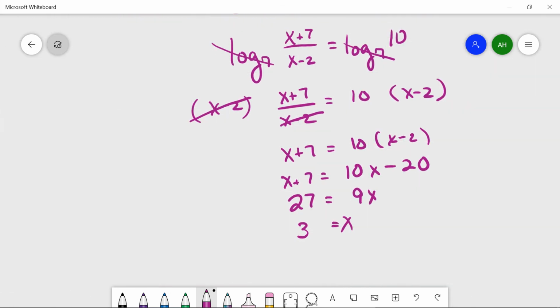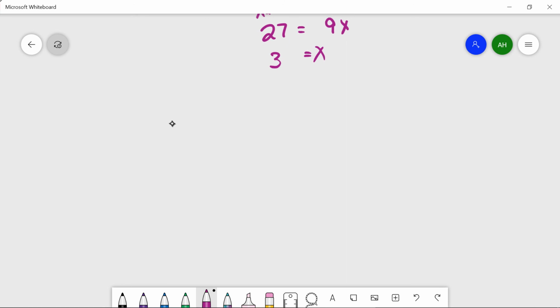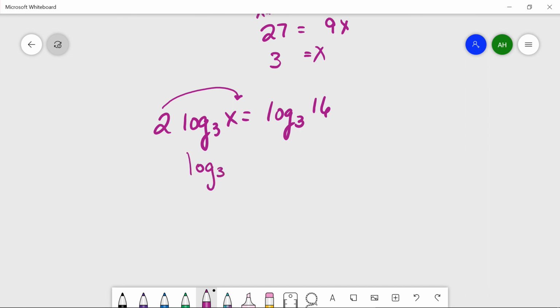Let me show you one more real quick, and then we will be done with this. If I have 2 times log base 3 of x equals log base 3 of 16. Remember, when I'm multiplying a log by a number, I'm going to raise the argument to that same power. So now I have log base 3 of x squared equals log base 3 of 16. I can cancel these out so that I get x squared equals 16.